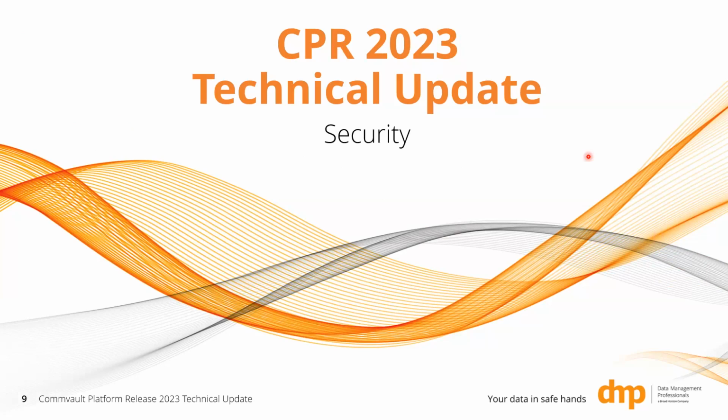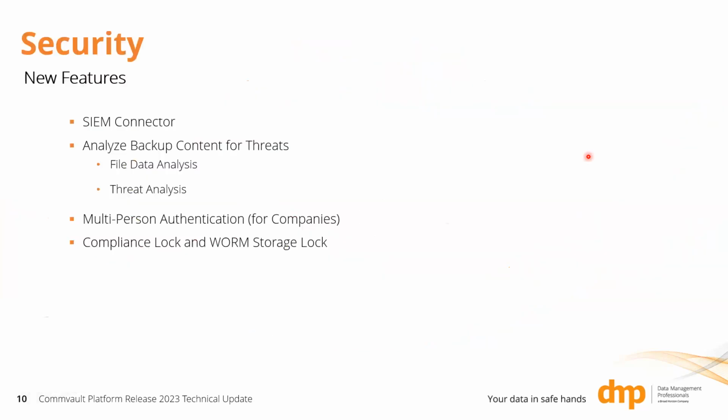Next topic, security, which is the biggest topic for this hour. So SIEM connector is on the agenda, to connect to your logging systems. Analyze backup content for threats, with two topics there: file data analysis and threat analysis. Multi-person authentication, and I put companies between brackets, because multi-person authentication has already been there for a longer time. Business authorization workflows, we will come to that in a moment.